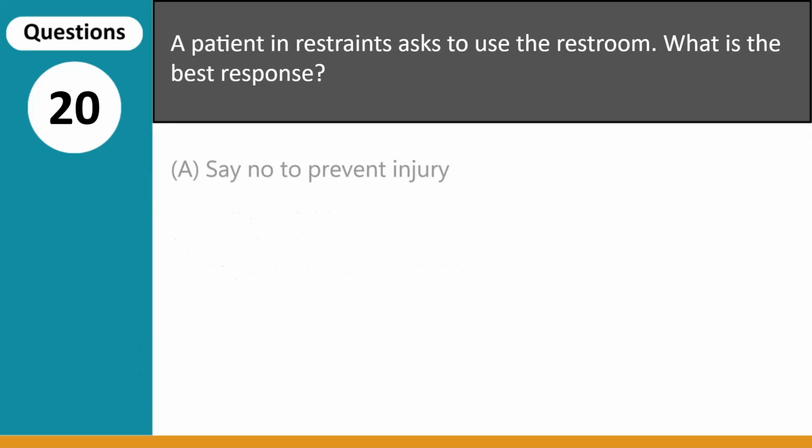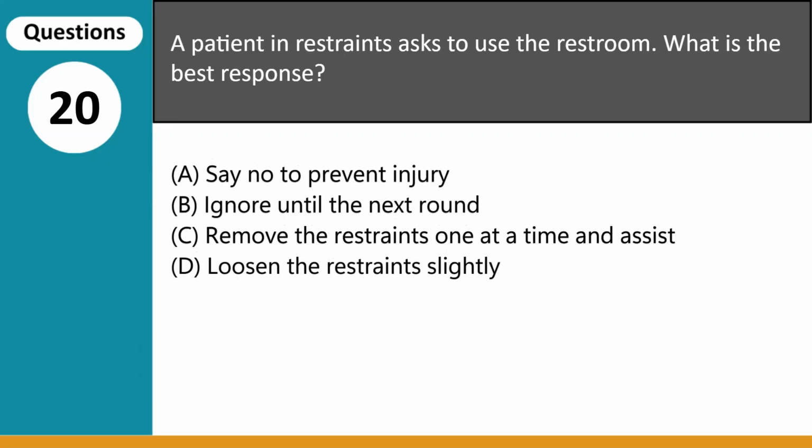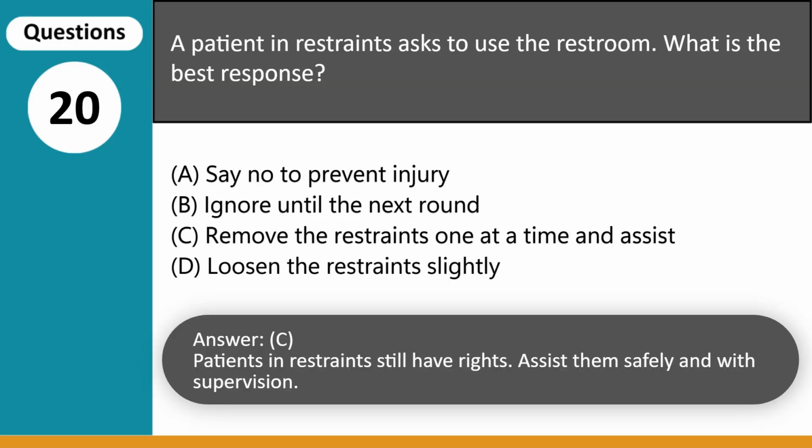A patient in restraints asks to use the restroom. What is the best response? A. Say no to prevent injury. B. Ignore until the next round. C. Remove the restraints one at a time and assist. D. Loosen the restraints slightly. Answer: C. Patients in restraints still have rights. Assist them safely and with supervision.